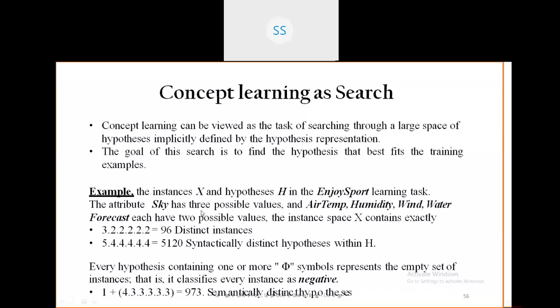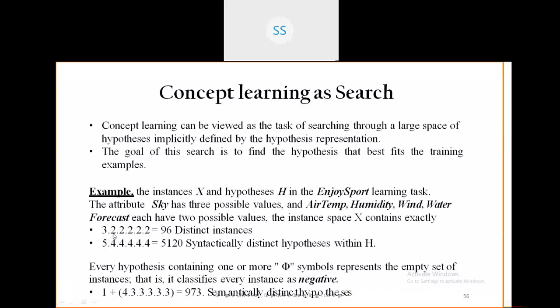So let us take for example, sky can have 3 possible values, right? Sky can be sunny, or cloudy, or rainy. And apart from these 3 values, there are 2 more implicit values. One is a question mark and the second one is the null symbol. That's why it has become 5 here. And similarly, it holds good for all other attributes as well.